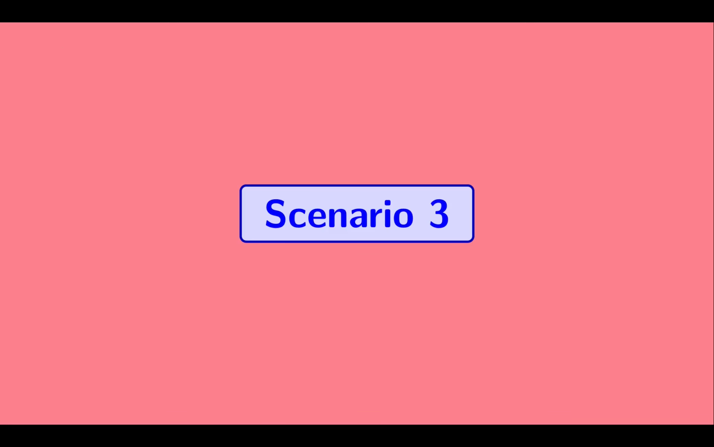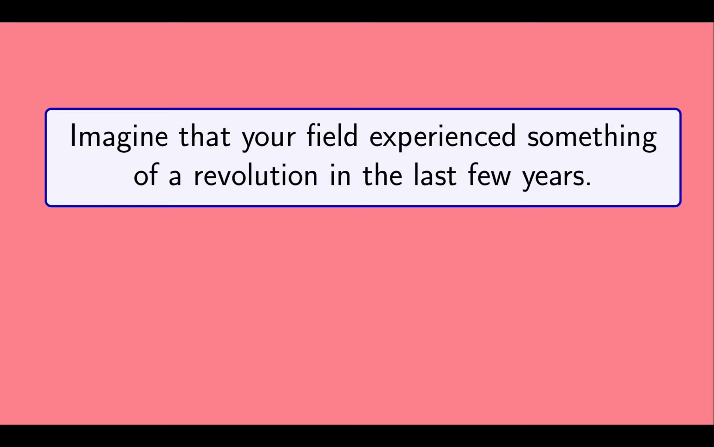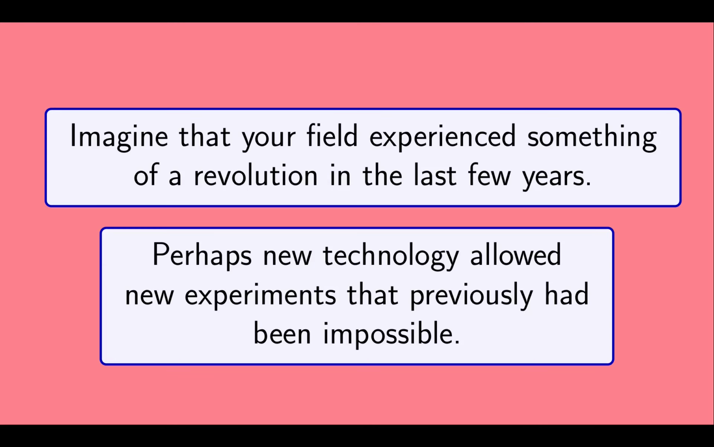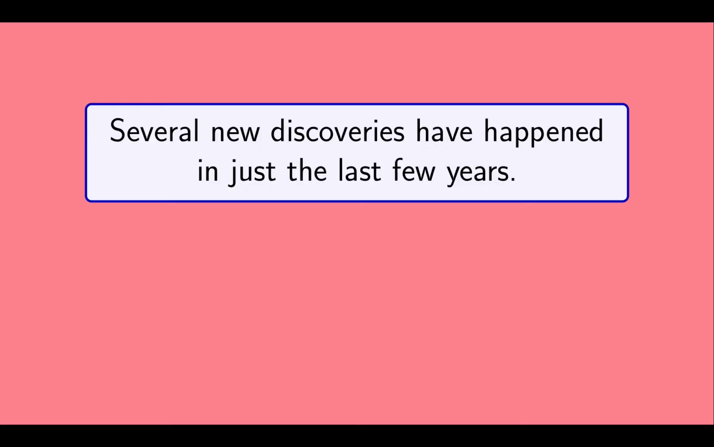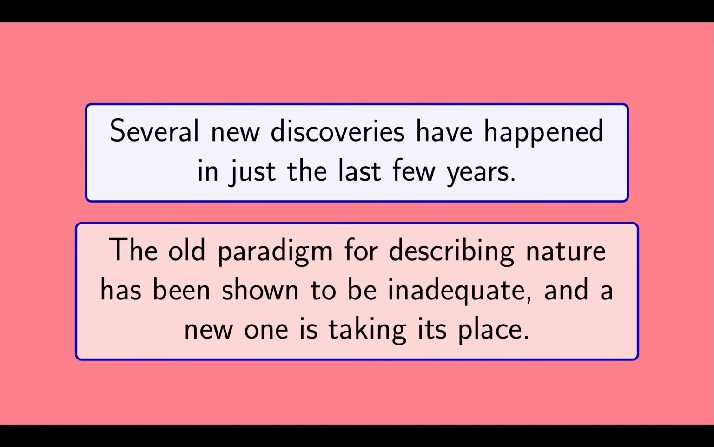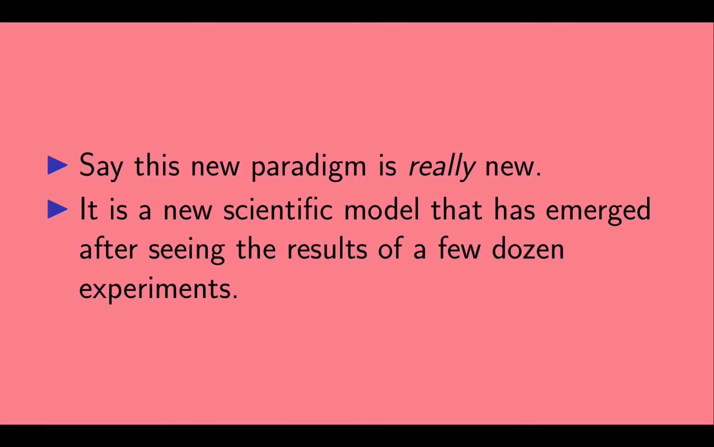Okay, let's look at scenario 3. This time, imagine your field has experienced something of a revolution in the last few years. Perhaps some new technology allowed new experiments that previously had been impossible. Several new discoveries have happened in just the last few years. The old paradigm for describing nature has been shown to be inadequate, and a new one is taking its place. Let's say this paradigm is really new. It is a new scientific model that has emerged after seeing the results of a few dozen experiments.